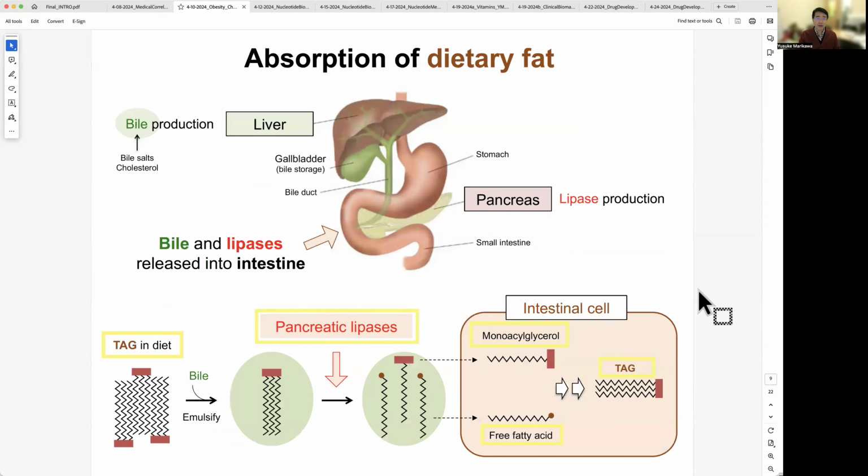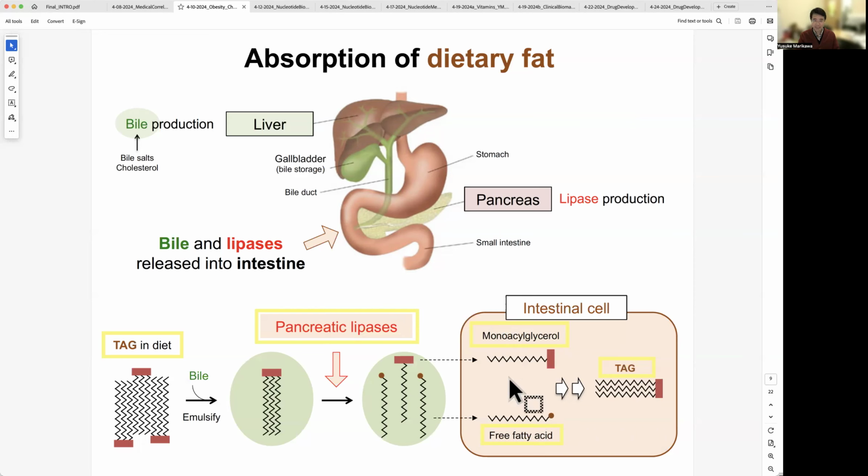Now, we're talking about absorption of dietary fat. You're going to eat fatty stuff. Fat basically is the TAG, triacylglyceride. That's basically the molecular identity of fat. Right? So you're going to absorb this fat by going through these steps. Okay? TAG in the diet needs to be digested by pancreatic lipases. Okay? Pancreatic lipases chop up this TAG into monoacylglycerol and free fatty acid, like this. Okay? So you need to know that.